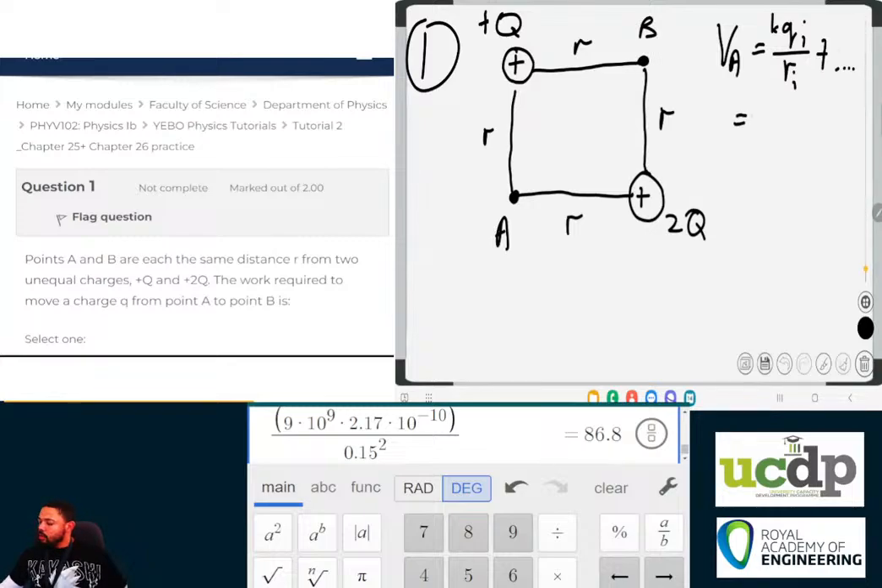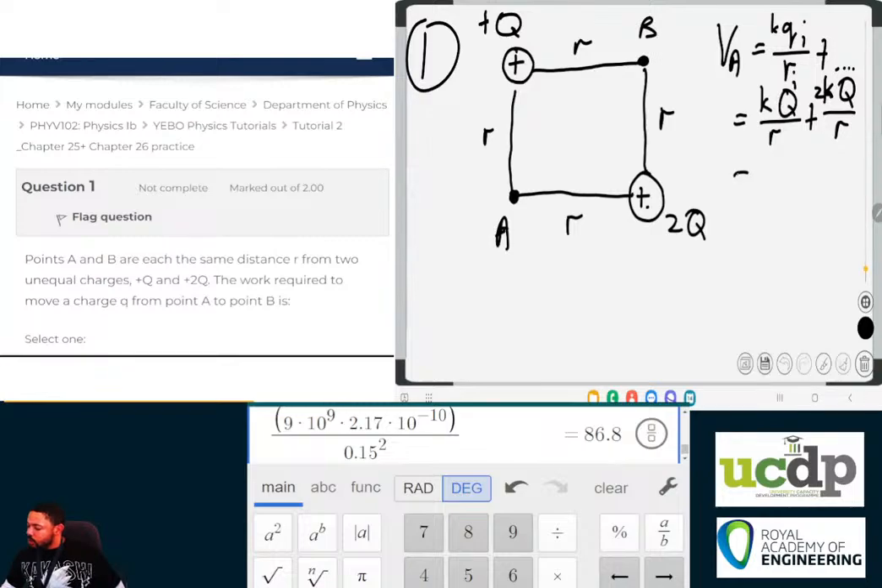Now, at point A there are two charges, a plus q and a plus 2q, that have an effect on the potential at point A. So kq over r, and then of course plus k times 2q over r. The 2q here also adds to the potential at point A. So these two charges have an effect on the potential at point A.